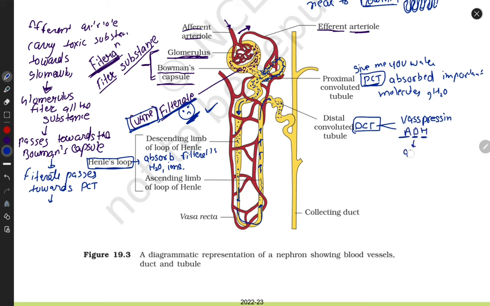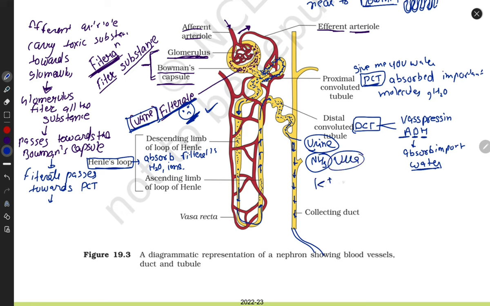This hormone absorbs important water only. So DCT absorbs water, and now urine moves forward towards the collecting duct and is excreted out from the body. Now we can say urine. Now urine, urea, can be excreted. Clear, guys? So this is the working mechanism of the nephron.